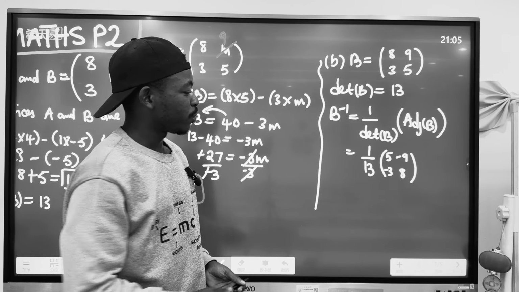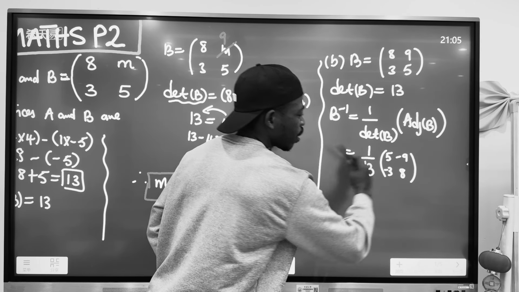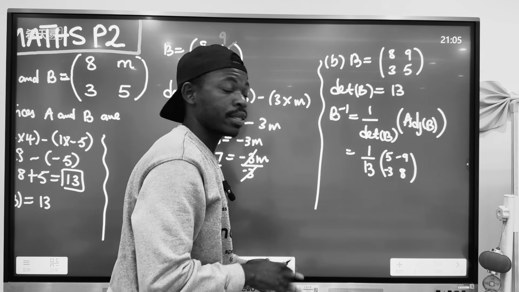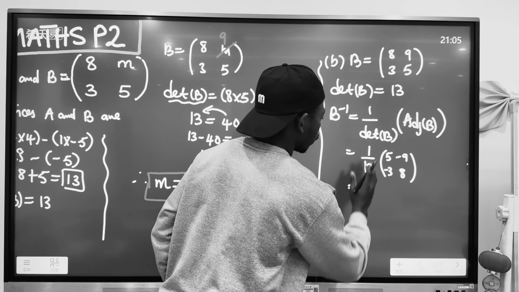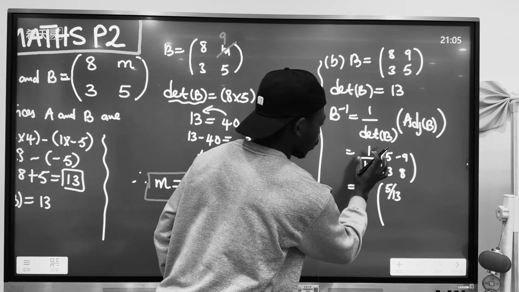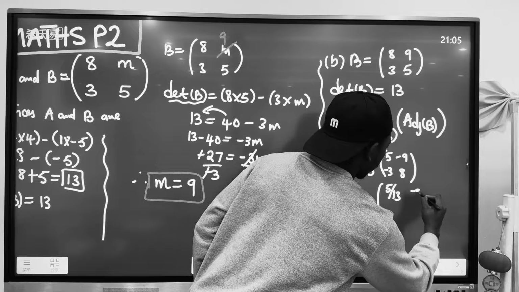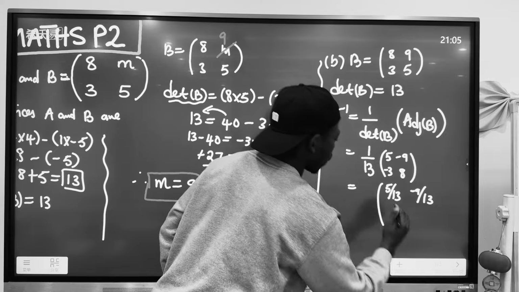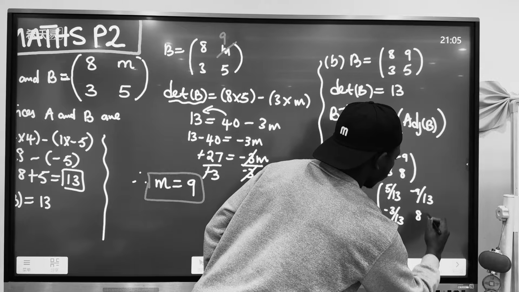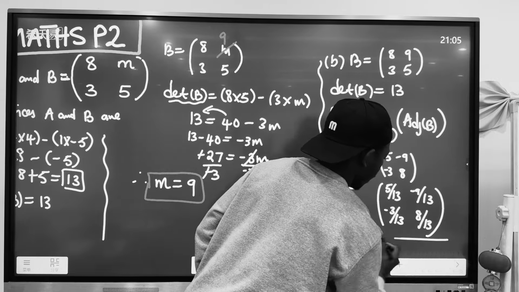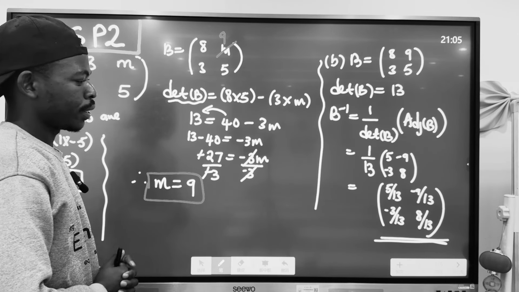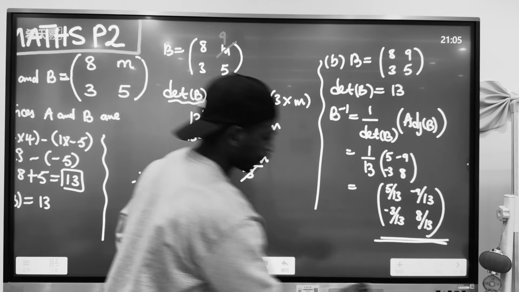Or what you can simply do here is multiply 1 over 13 throughout. This 1 over 13 will multiply every element there. So what we're going to have now is 1 over 13 times 5, 5 over 13, 1 over 13 times 9, -9 over 13, this times that, -3 over 13, this times that, 8 over 13. And this gives you the answer. So that's what you're supposed to do here. Let's move on to the next question.